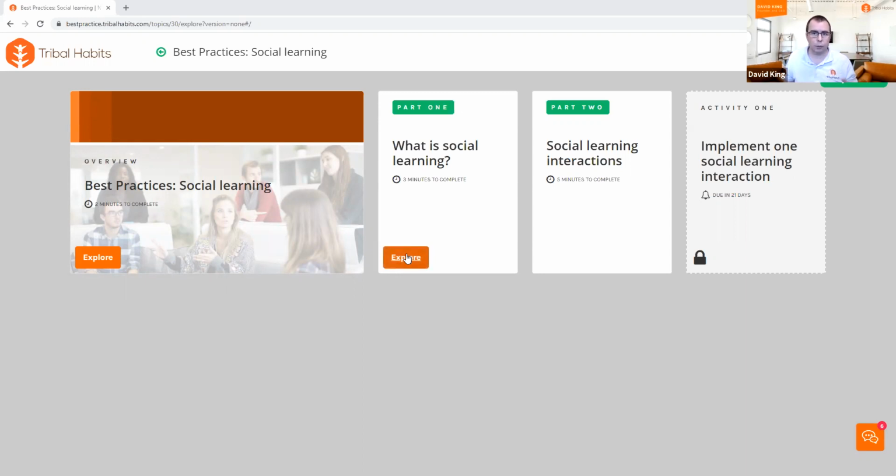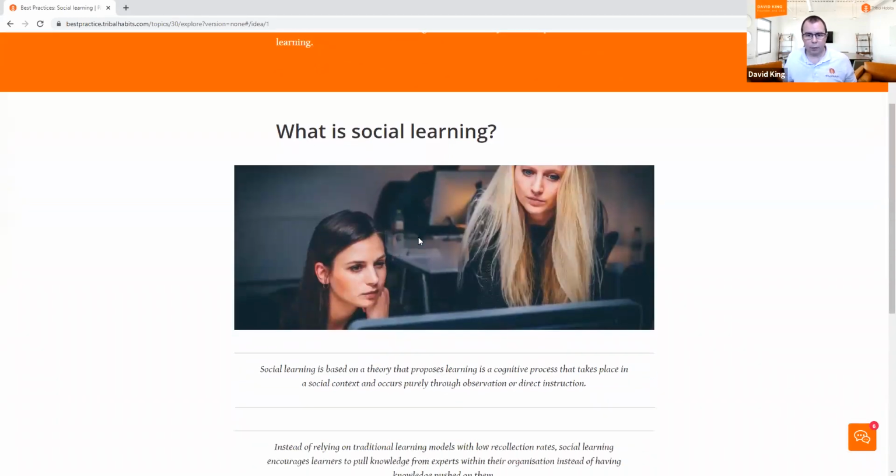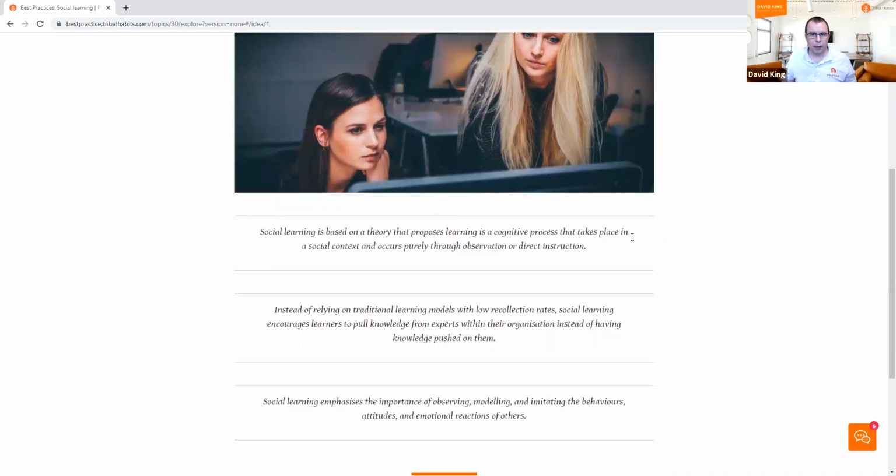Let's start with what social learning actually is though. And so social learning has a few definitions. And if you float around the internet or look at books on training, we'll come up with a few themes. And so the first one is that social learning is a theory developed in psychology, and it proposes that learning is a cognitive process that takes place in a social context and occurs purely through observation or direct instruction. So in other words, the learning occurs where the learning is implemented. And so it needs to be done inside that social context by observing that environment and the people in it.